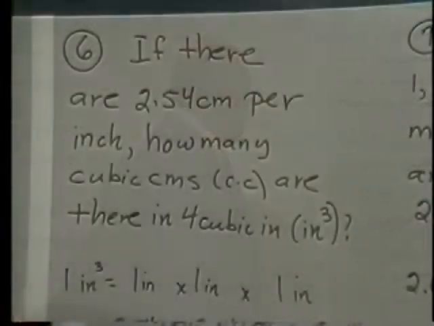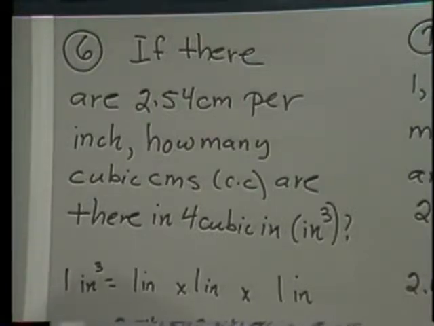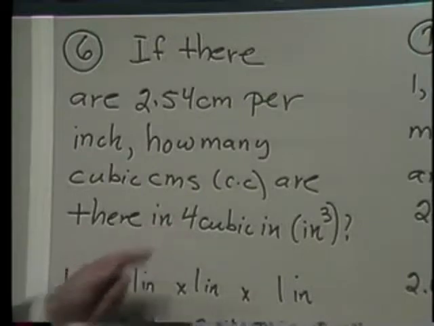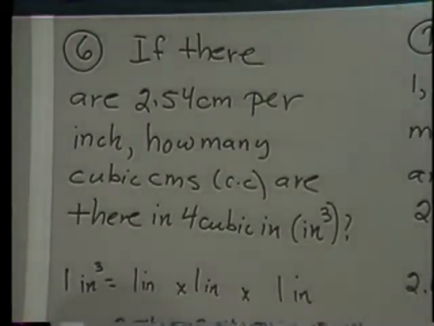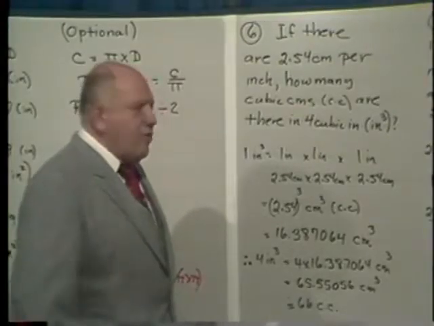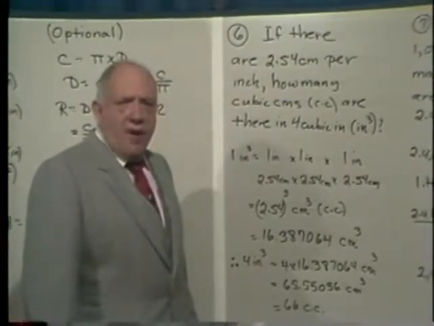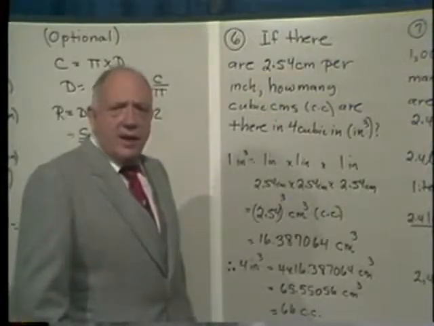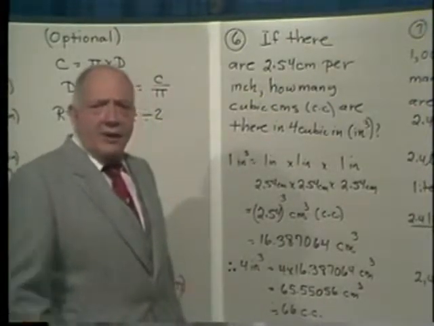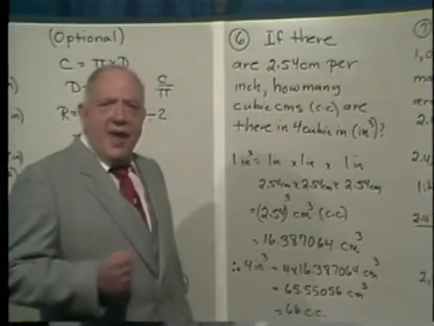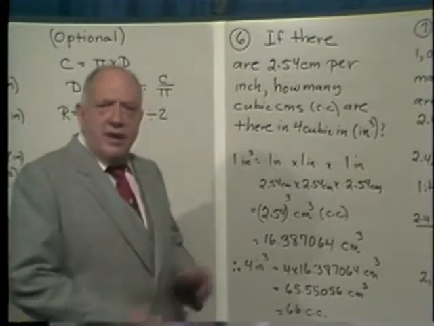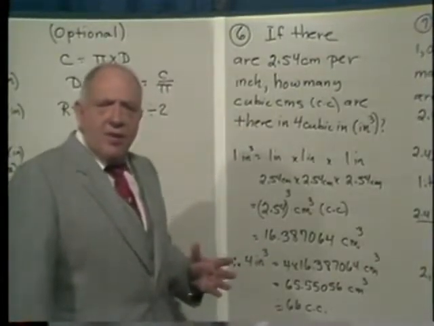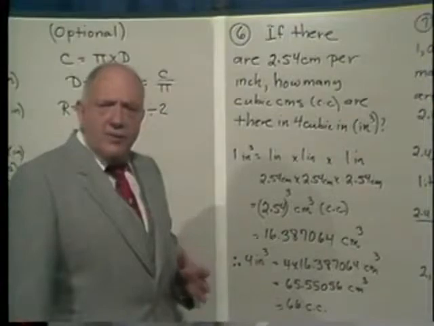Problem number 6 says, if there are 2.54 centimeters per inch, how many cubic centimeters are there in 4 cubic inches? This is something that's become a big deal now when we deal with foreign cars, where the foreign cars are measured metrically, the American cars are measured in English units. So in American cars, we talk about engines with cubic inches. In foreign cars, we talk about engines with cubic centimeters. Sometimes you hear the word liter, not L-E-A-D-E-R, but L-I-T-E-R. A liter is 1,000 cubic centimeters. And basically, with automobiles and engines and capacities, we're also concerned with how you switch from metric to English.